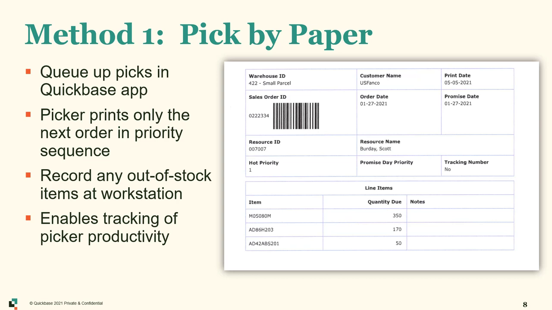We queued up the picks in the Quickbase app. They came in by day, by priority, but then we could sequence ones above those that were in there. We can see how the printer picks only the next order in priority sequence. We don't have to print these in advance. We can record any out-of-stock items at the workstation. This could have been done by the picker, and this process was done by QC/packer. And it enabled a whole new level of tracking picker productivity. These are great accomplishments with paper-based picking.